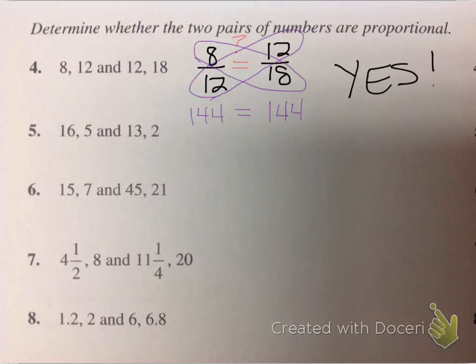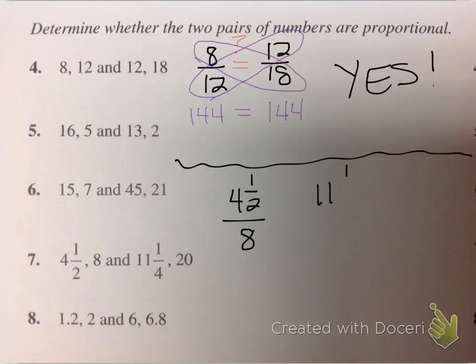So let's look at another one. How about this one down here, number 7? It's got fractions in it, and we tend to be a little scared of fractions, but we don't need to be. So if we look at 7, 4.5 to 8, if we rewrite that, it would be 4.5 being compared to 8. That looks really weird to have a fraction inside of a fraction, but that's okay. My second ratio would be 11 1/4 being compared to 20.